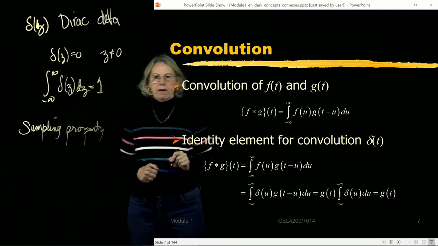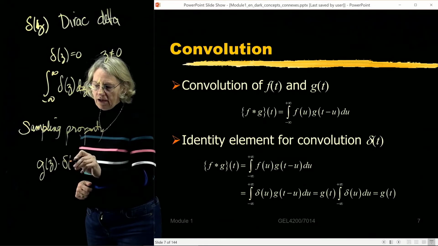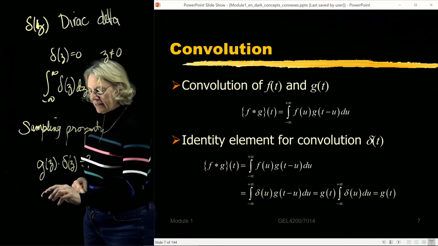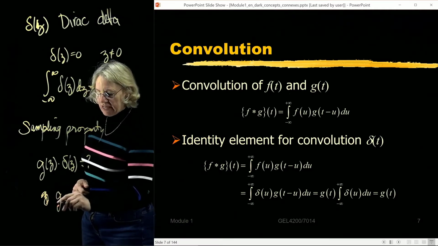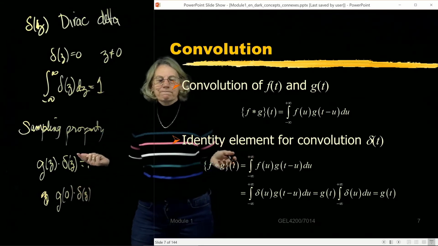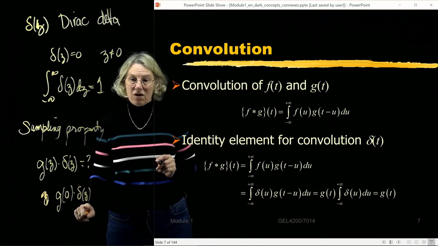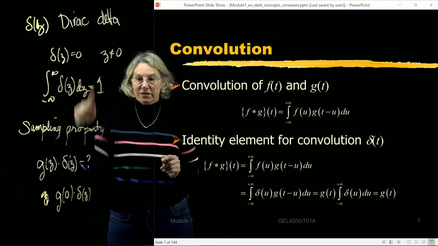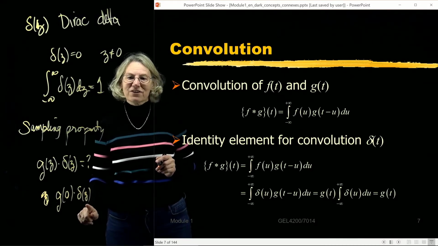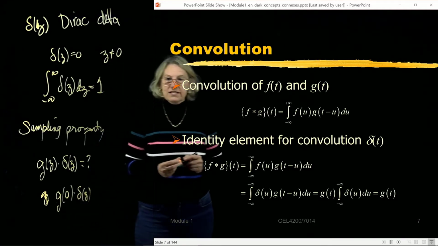Let's think about what this sampling property means. Suppose that I have g of z times delta of z. Well, what does that equal? I could say this is equal to g of 0 times delta of z. Why can I say that? Why are these two things still equal? It's because every time z is not 0, this delta function is going to be 0. So it really doesn't matter what g is because it's going to be multiplied by 0. Now, I don't know what the delta function is at z equals 0, but whatever it is, it's going to multiply by g of 0. So that's the sampling property.